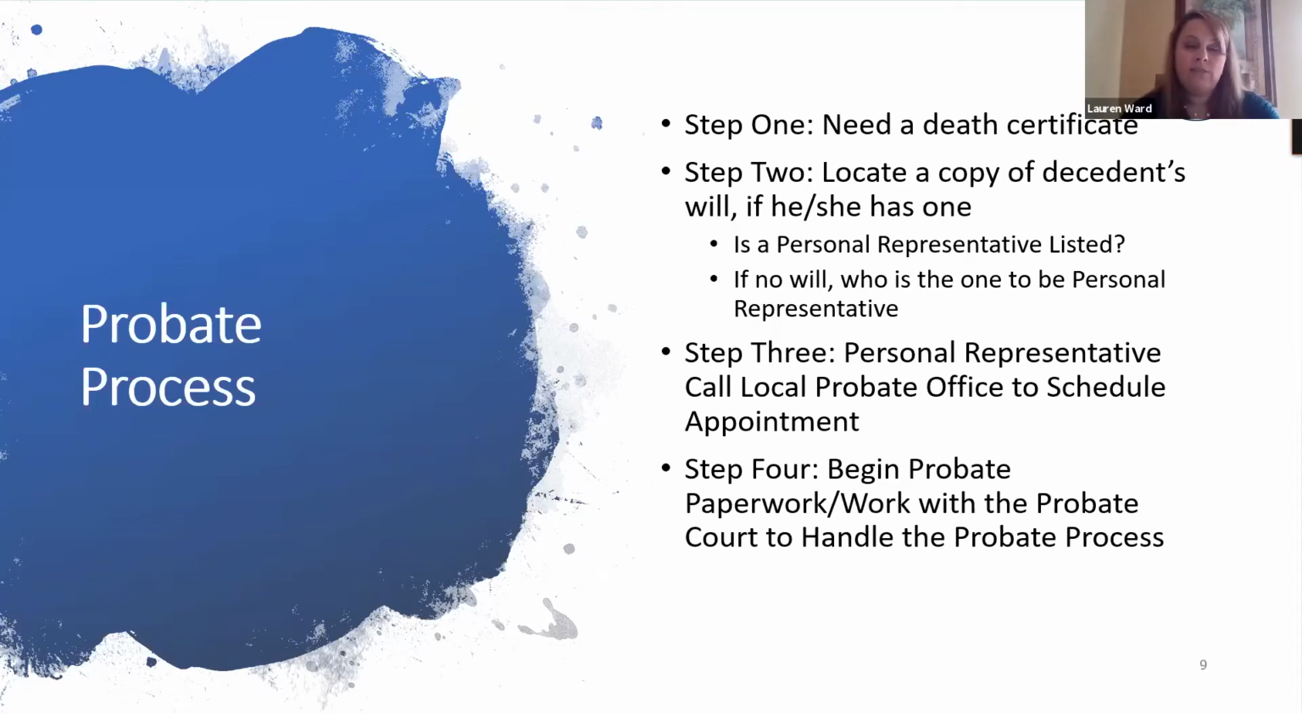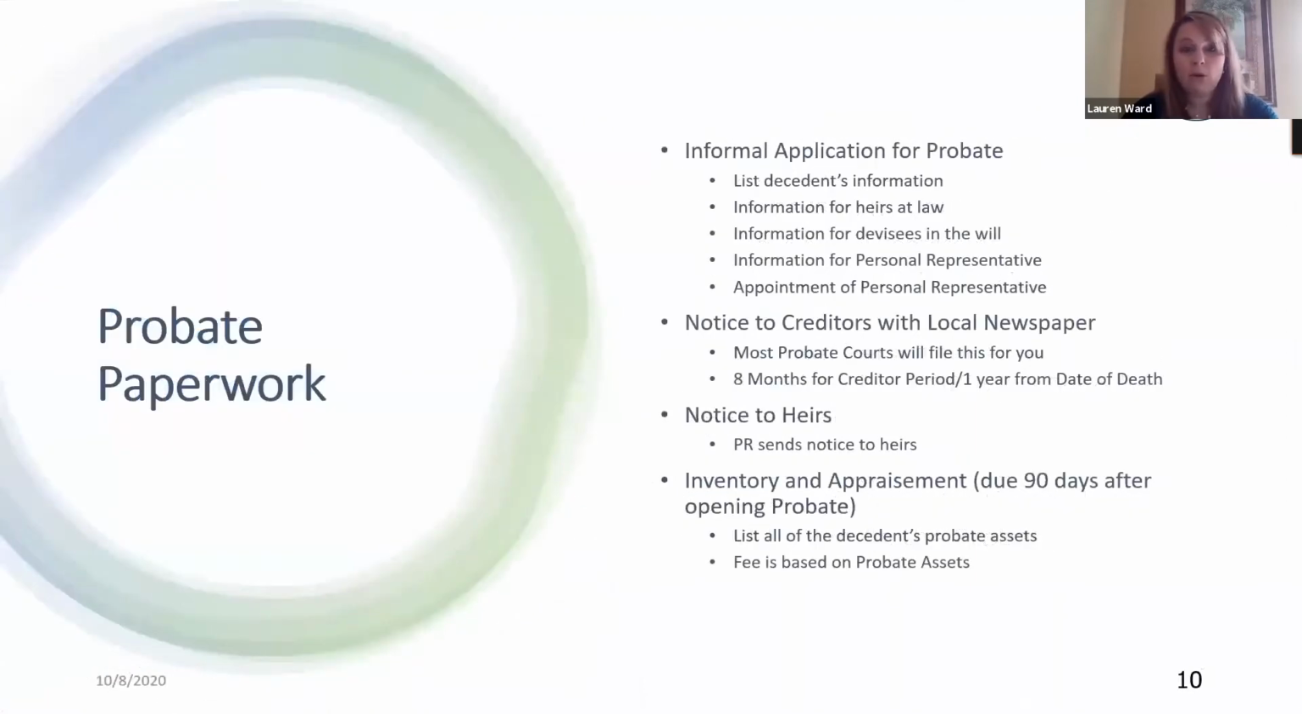But after you know you have the will or don't have the will, and we figured out the personal representative, you're going to need to call your local probate office, the one where the decedent passed away, to schedule an appointment. You're going to need an appointment in almost every probate court now, especially during COVID. But even before, they usually want to schedule an appointment so they will have time to talk with you and go over everything. At that point, we're going to begin the probate process, which is full of paperwork that you're going to have to work through and submit to the court, and the court will handle the probate process with you.